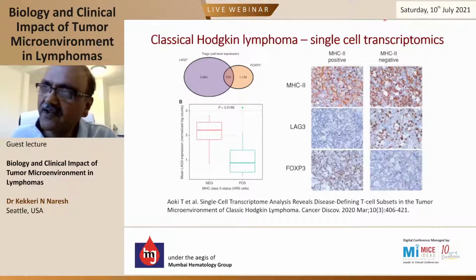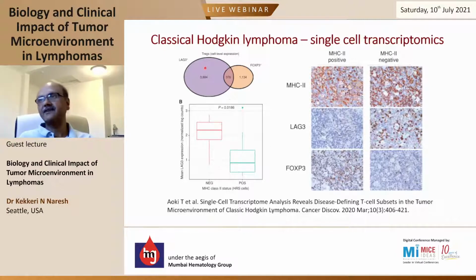When you look at the regulatory T cells, they can express either FOXP3 or LAG3. In most other situations, FOXP3 positive regulatory T cells are far more numerous, and most of them express FOXP3, whereas in Hodgkin lymphoma, the number of cells expressing LAG3 is far more than those expressing FOXP3. The level of expression of LAG3 is far more than the level of expression of FOXP3.